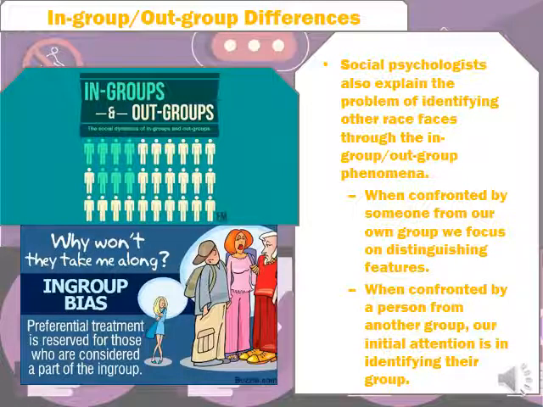Now you have the in-group, out-group differences. So social psychologists also explain the problem of identifying other-race faces through the in-group, out-group phenomenon. When confronted by someone from our own group, we focus on distinguishing features. When confronted by a person from another group, our initial attention is identifying their group. So we have in-group biases, and then we have out-group biases. Preferential treatment is reserved for those who are considered a part of the in-group. So initially we're looking at distinguishing features for those of our own group, and when it's a person from another group, initially we're trying to identify the overall group itself.